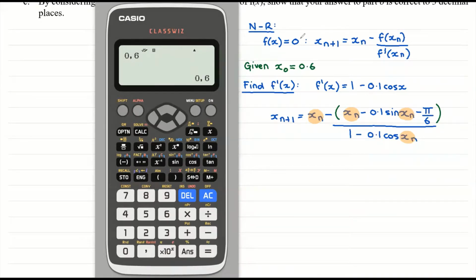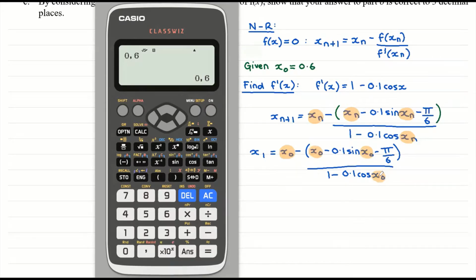So for x1, it's going to be x0 subtract, now it's going to be x0 in the numerator, subtract 0.1 sine of x0, subtract pi over 6, all over 1 subtract 0.1 cos of x0. So once again, we replace all of these with 0.6, and we do that on our calculator.